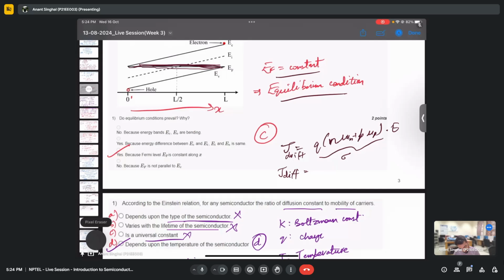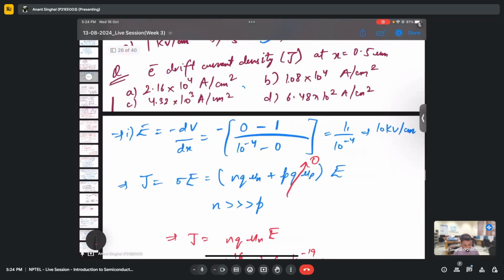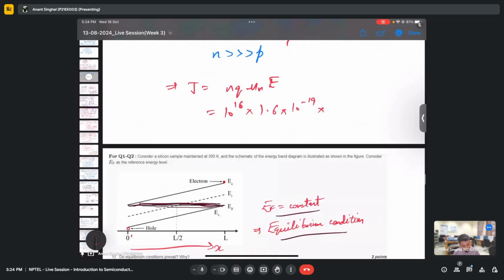And again J diffusion was, sorry, q Dp dp/dx, and q Dn dn/dx. If you know how these things have come, inside your mind, you will be able to do any numericals in this particular week.